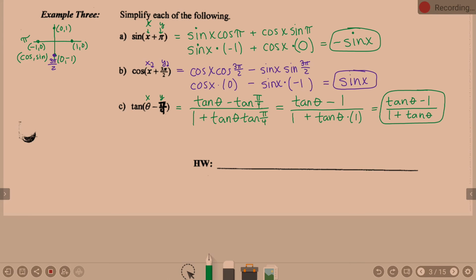Now, the homework that goes with this is page 418, 1 through 22. Got through that super quick. We actually have some work time. Great.